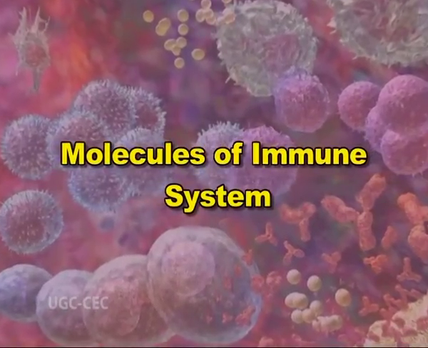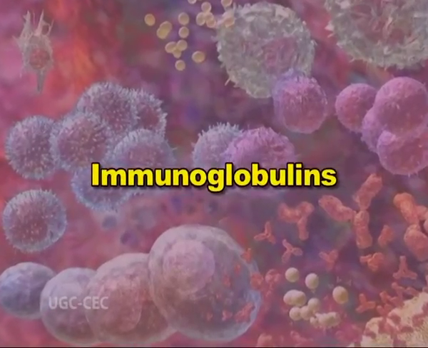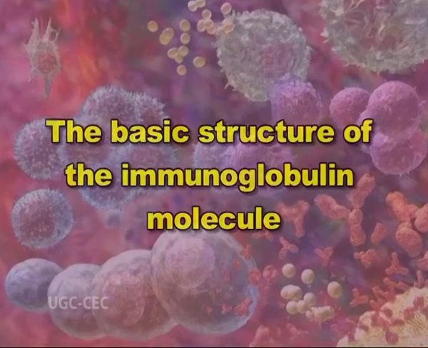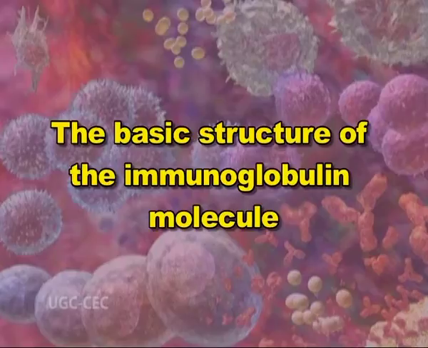Molecules of the immune system include immunoglobulins, cytokines, MHC molecules and proteins of the complement system, which we will study in detail. Immunoglobulins are glycoprotein molecules that are produced by plasma cells in response to immunogen and which function as antibodies. The immunoglobulins derive their name from the finding that they migrate with globular proteins when antibody containing serum is placed in an electrical field.